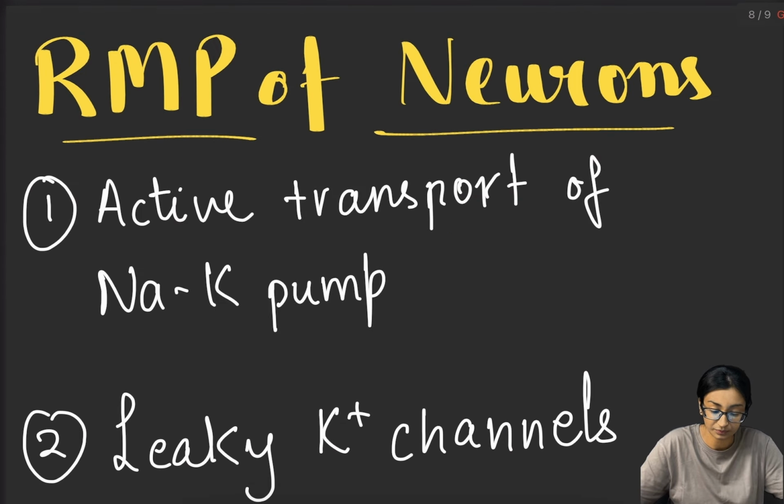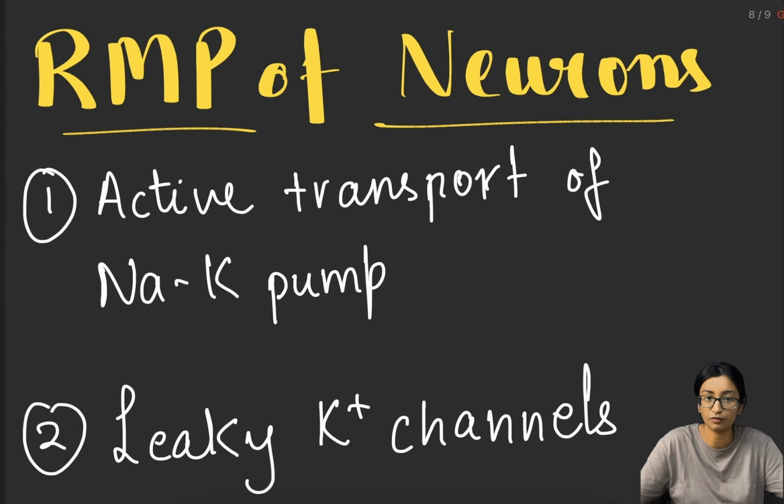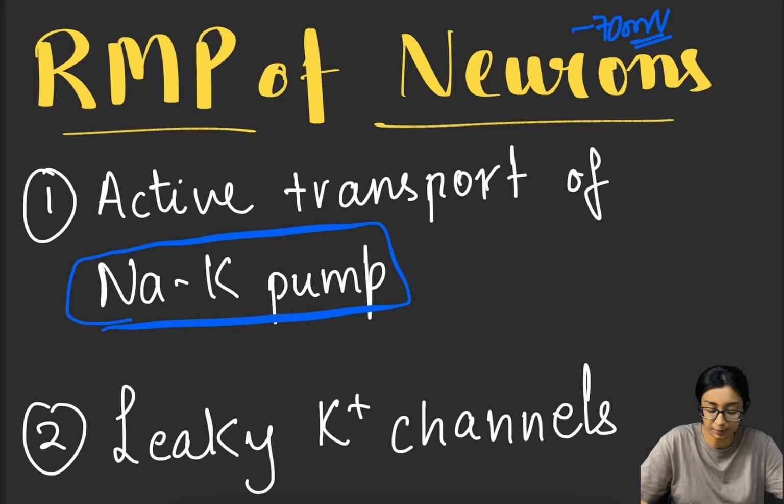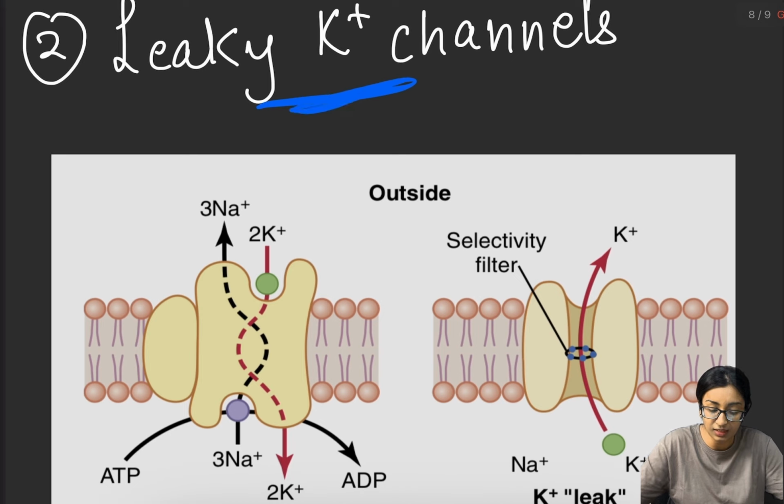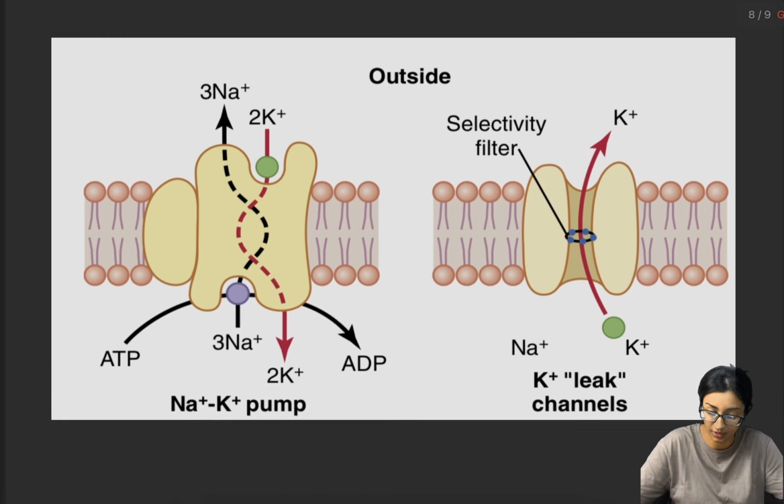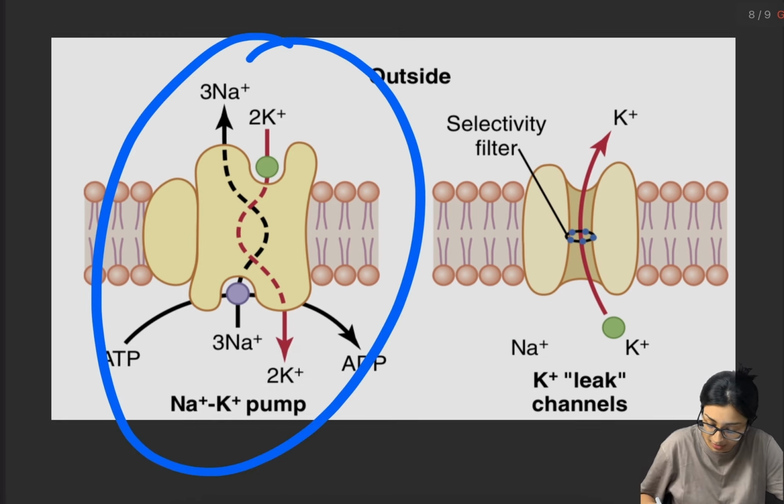We should remember them. So the resting membrane potential of the neurons, that is minus 70, requires the active transport of the sodium potassium pump. We already know that in the sodium potassium pump, 3 sodium are taken outside of the cell and 2 potassium are taken inside of the cell. This creates an active transport. And we also have the leaky potassium channels present. So here, this is the sodium potassium pump and the potassium leak channels, also known as tandem pore channels.